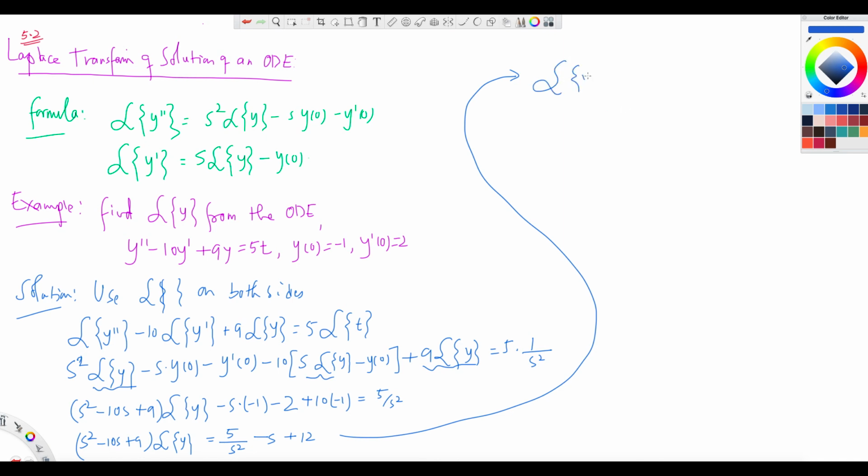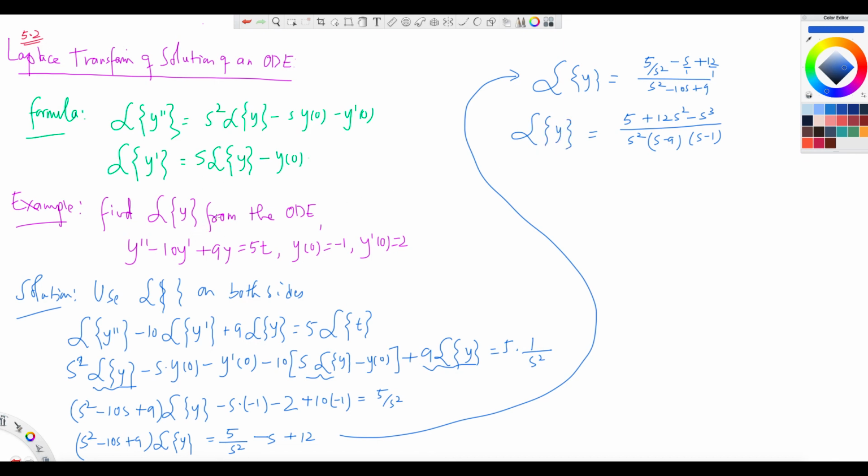So Laplace transform of y equals to, basically what you get is 5 over s square minus s plus 12 divided by, you divide both sides by s square minus 10s plus 9. If you want to, you can further simplify, because in the numerator there is one fraction there, right? So you want to write in the same denominator on the numerator fraction only. So if you simplify that, your final answer looks like this: 5 plus 12s square minus s cubed divided by s square times the factor of this, which will look like s minus 9 and then times s minus 1. So this is basically the Laplace transform of the y in this problem.